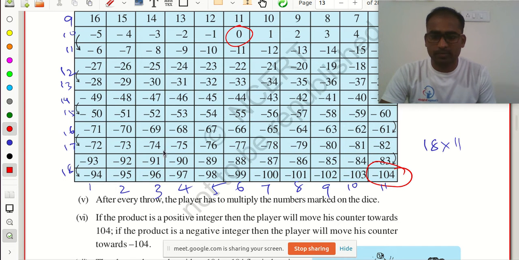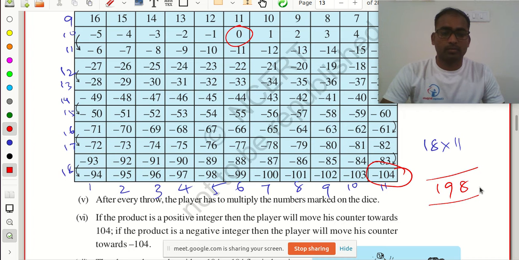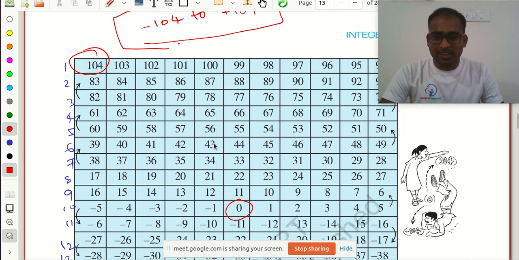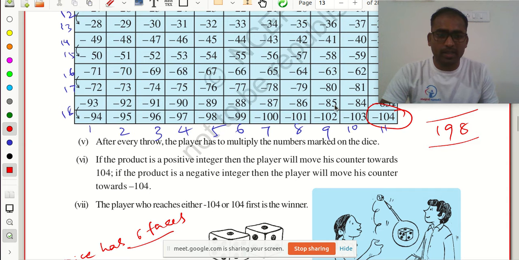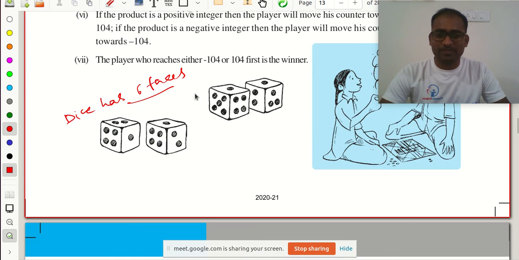How much am I getting here? 18 times 11 is 198. So then, is it true? Is this 205 true, or is this 198 true? You tell me. See here.